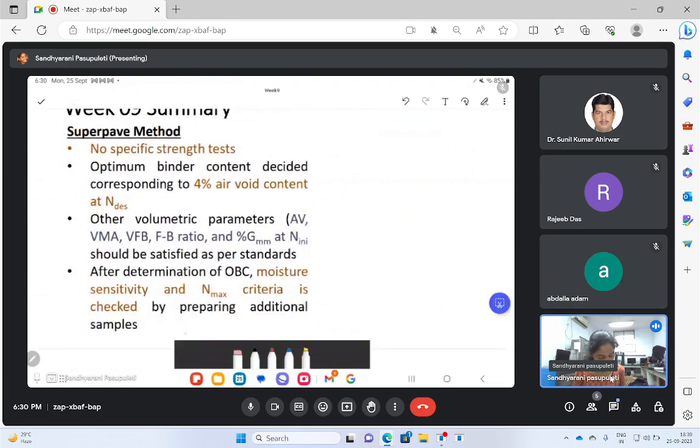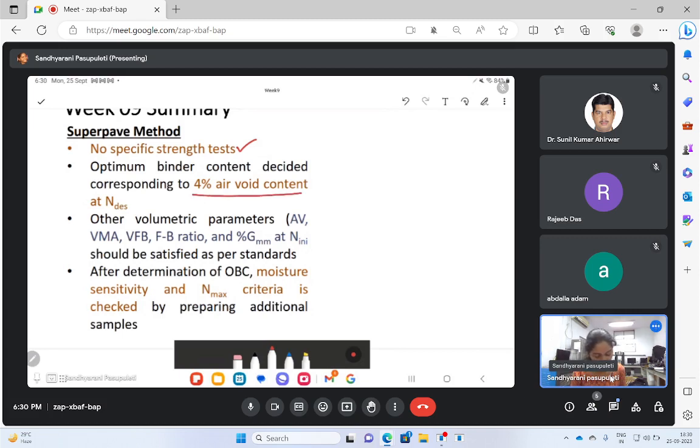So, if you remember in the Marshall mix design, once the volumetrics are satisfied, we actually perform the stability and flow test. Those are strength related tests. But in the Superpave mix design, there is no mandatory criterion that the mix which has satisfied N initial, N design and N max should satisfy a particular strength test. There is no specific strength test. Yet, it is always recommended that we perform the moisture test and other performance related tests to ensure the volumetrics are satisfying all the field related performance.